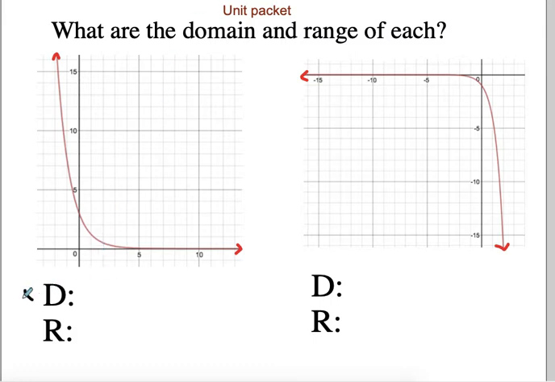So again, domain is the x values. This is my graph running left to right. How far to the left does my graph go? How far to the right does my graph go? Just by looking at it, this thing is going to keep going up and left, up and left, up and left. Bottom line is that it keeps going left. Very slowly, but it does keep going left.